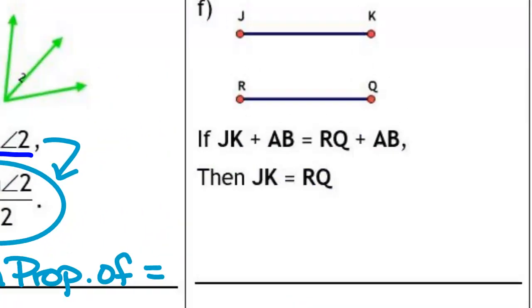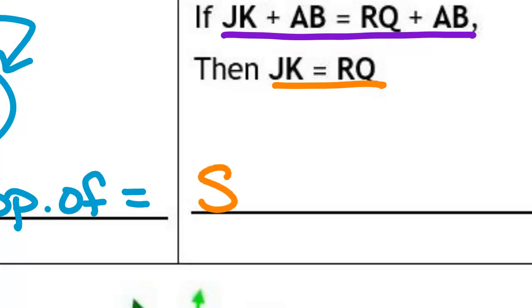Part F, JK plus AB equals RQ plus AB. And then we get down here, and what happened? AB got eliminated. What operation lets me take things away? Subtraction. Did they do it to both sides? Subtraction property of equality.